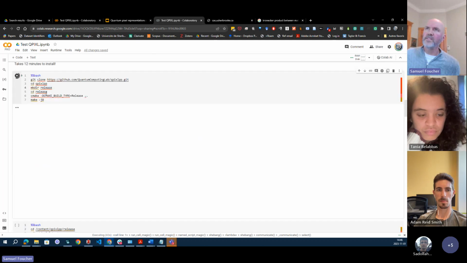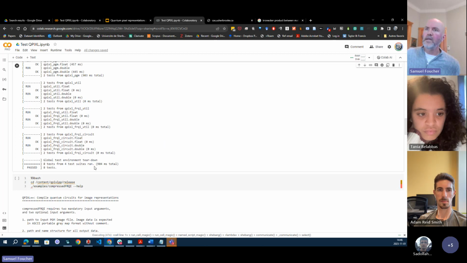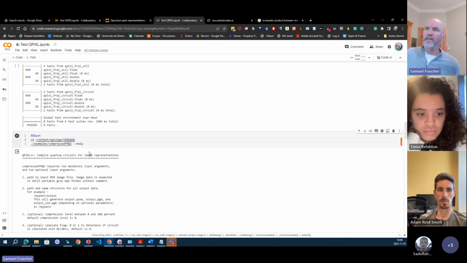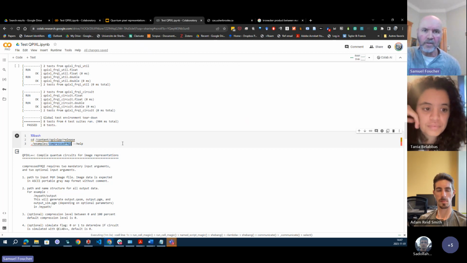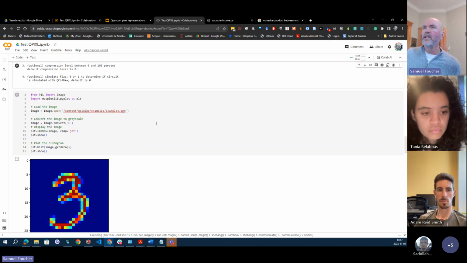But once it's compiled, you can run the test and you get a compressed FRQI. The compressed FRQI will replicate the results I've shown you in the slides with MNIST. You can run different compression levels on your image, and that will basically run the experiments in the paper. So that's interesting for that. It's going to take, I think, a few minutes.